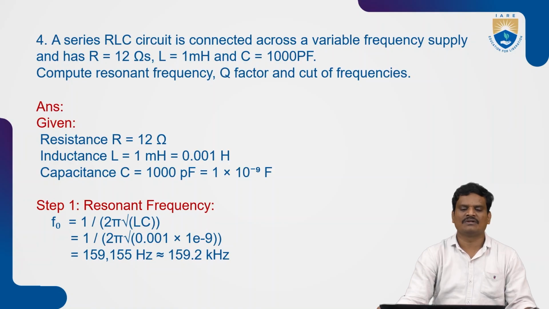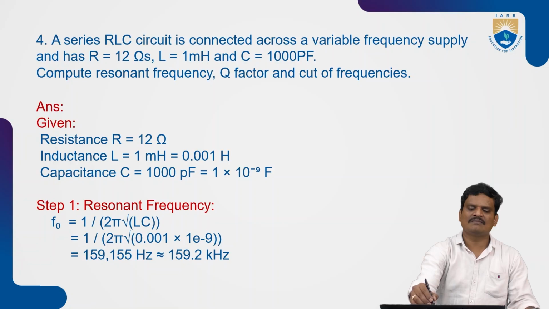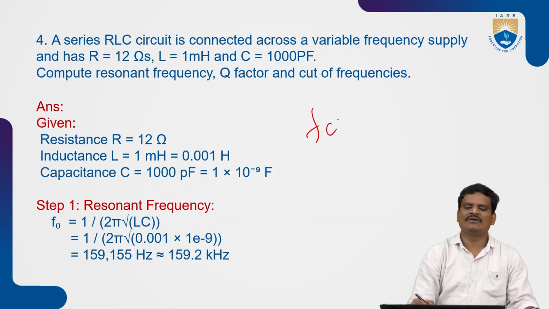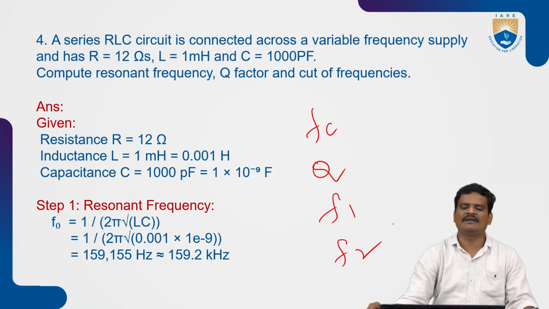Coming to the fourth question. In the fourth question, it is a series RLC circuit where the values of R, L and C are given. You need to calculate the value of resonant frequency, that is FR. You need to calculate the value of Q, that is the quality factor, and also the cutoff frequencies F1 and F2.